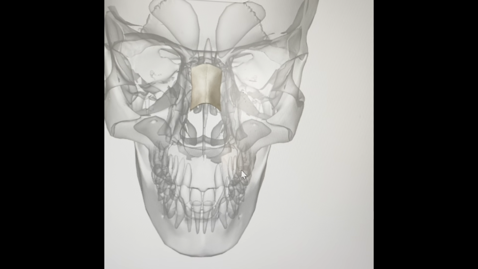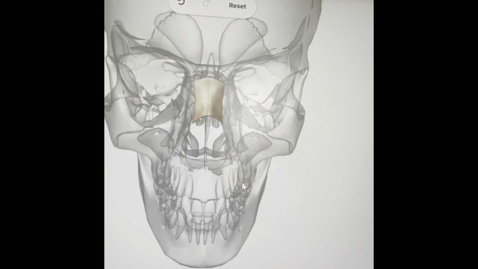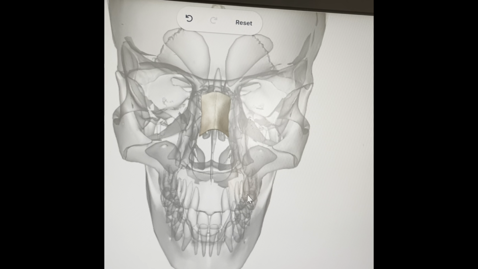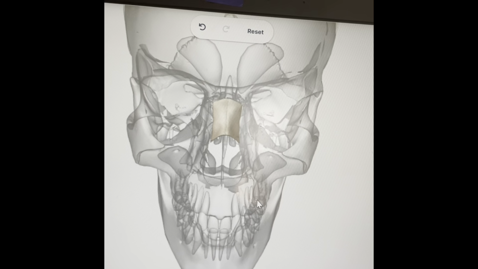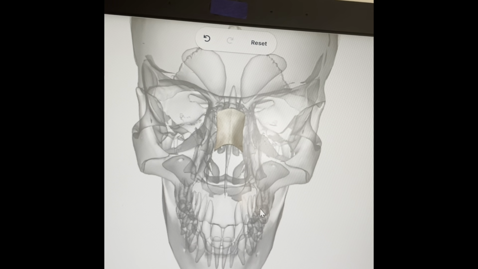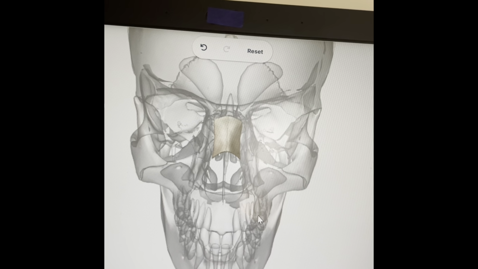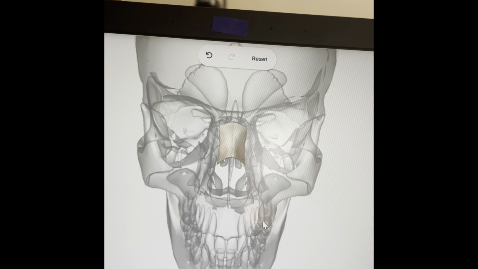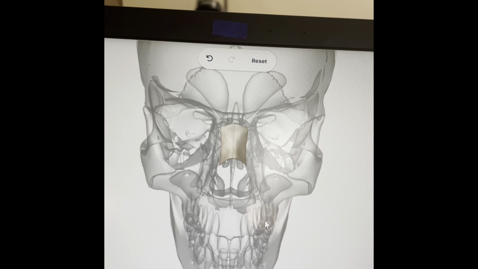The nasal bone is a paired bone forming the anterior wall of the nasal cavity, and it is largely responsible for the shape of the nose. The nasal bones are variable in size and form in different individuals. Each nasal bone has two surfaces, an outer and inner, and four borders: superior, inferior, medial, and lateral. The outer surface of the nasal bone is convex from side to side and covered by the procerus and nasalis muscles.